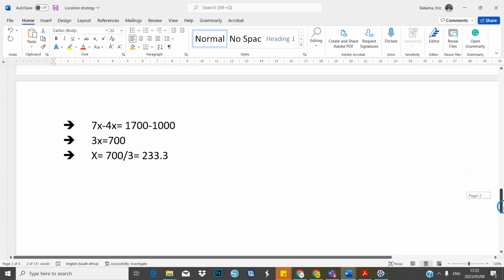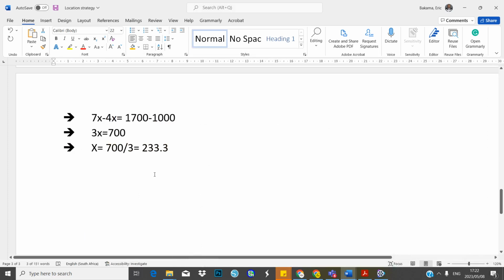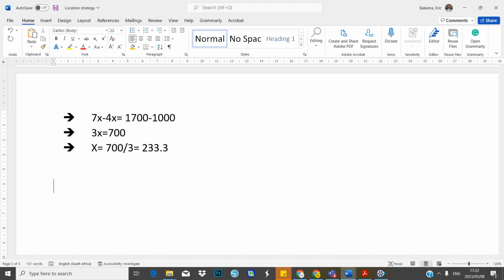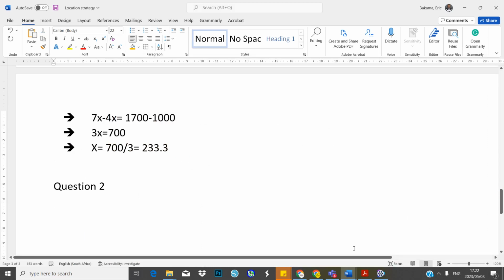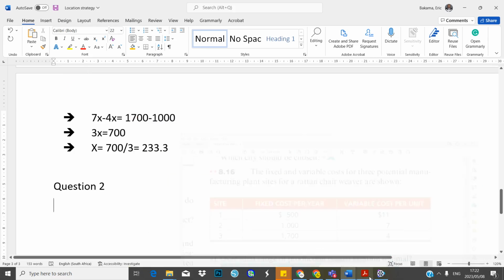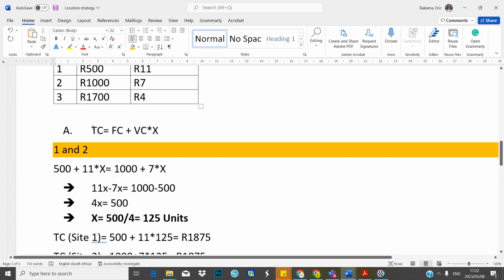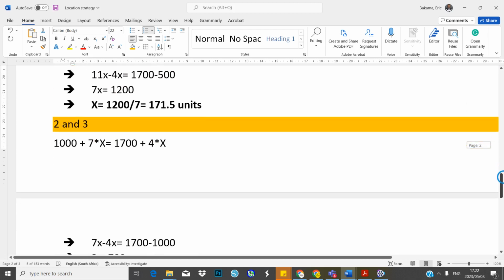Now the second question, which is part B, will require a little bit of drawing. Now, how do we go about that? This is question 2. The very first thing is that the question is asking, if we need to produce 200 units, which site is going to be best? Then what we have to do is go back here and identify our equation. Remember, this is the equation.